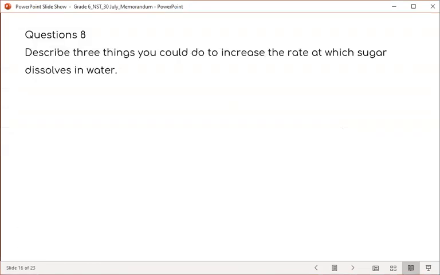Okay, then I have question 8. Describe 3 things you could do to increase the rate at which sugar dissolves in water. Let's see hands.